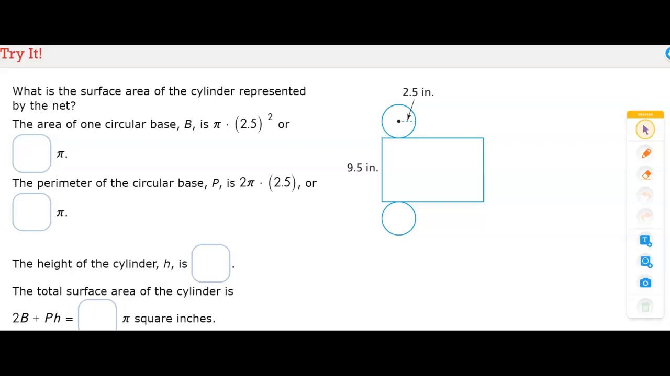What is the surface area of the cylinder represented by the net? The area of one circular base, B, is pi times 2.5 squared, and because there are two of those circular bases, it could be written as 6.25 pi.